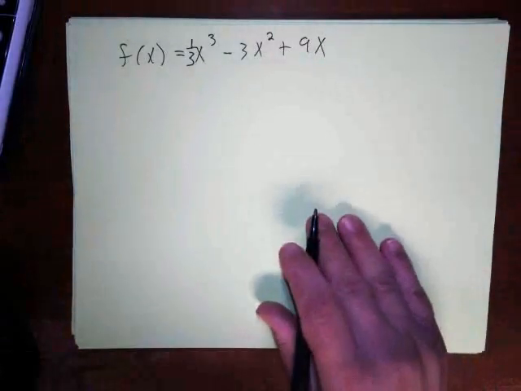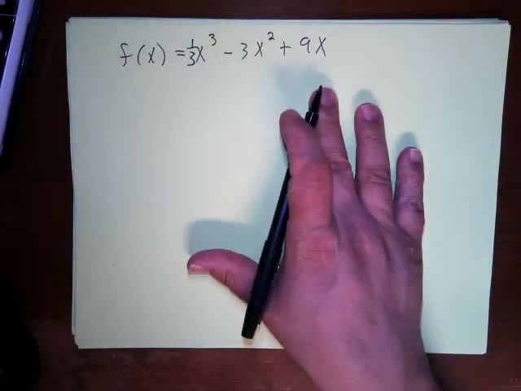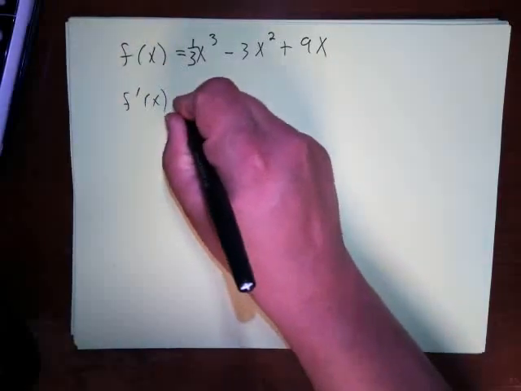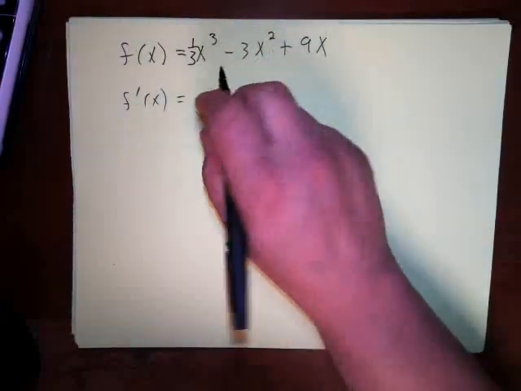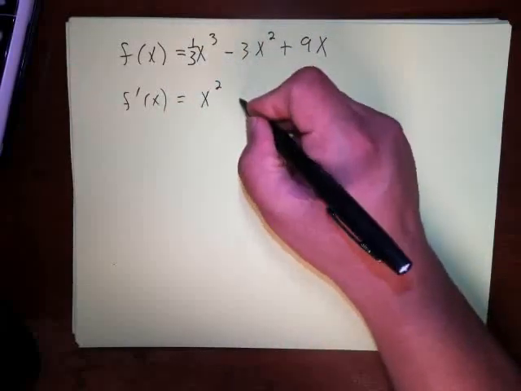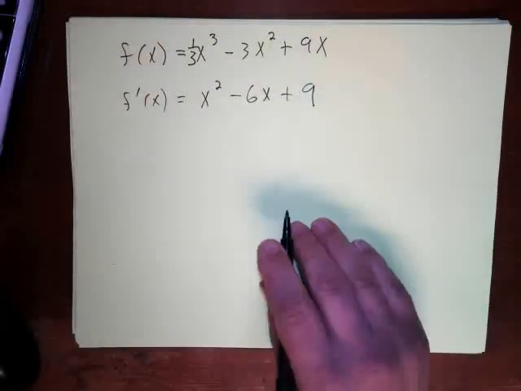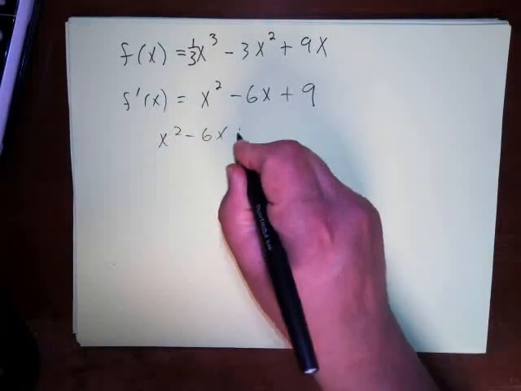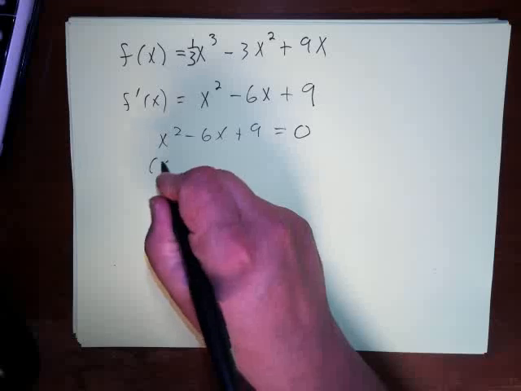Sorry about that. Okay, so now I want to find where the min and the max are, and I'm going to use the first derivative test on this cubic here. So I'm going to take the derivative: I lower the 3 and subtract 1, and I just get x squared, minus 6x, and then plus 9. And then I'm going to set this equal to 0.